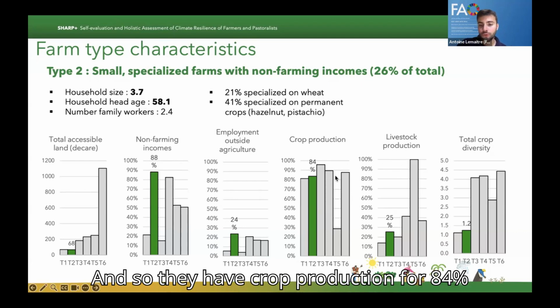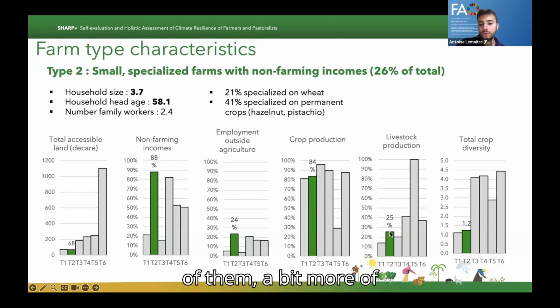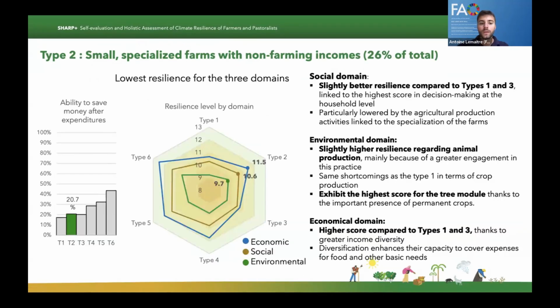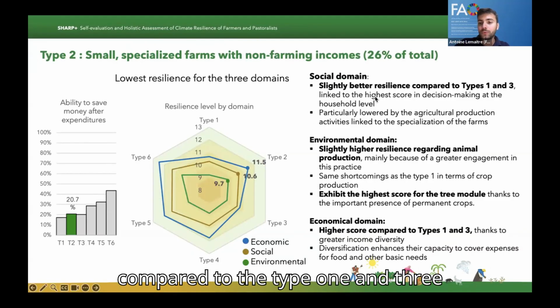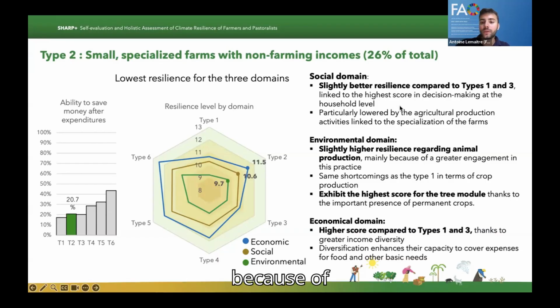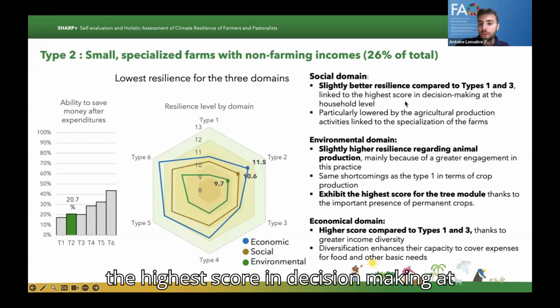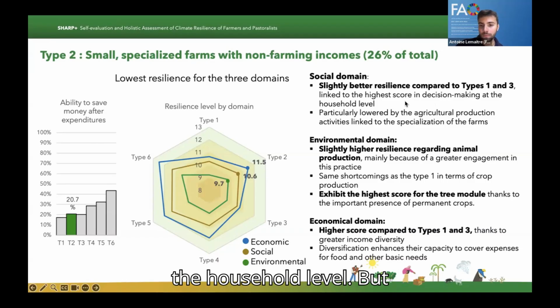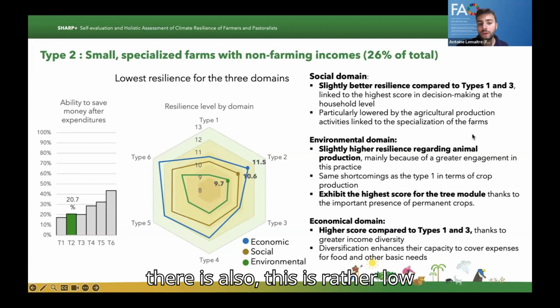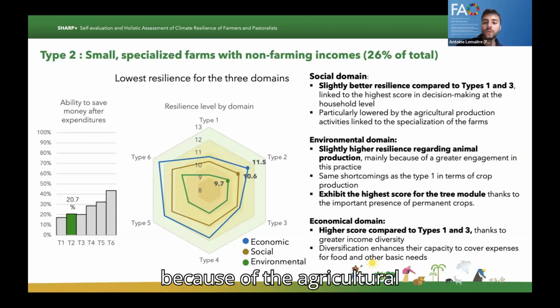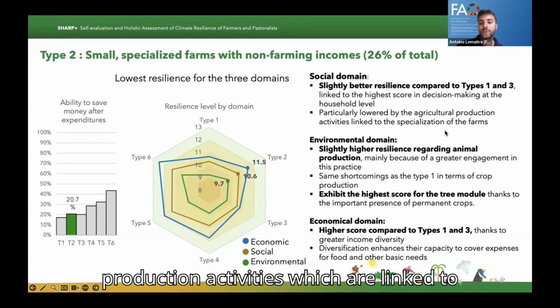And so they have crop production for 84% of them, a bit more livestock, 25%, and still a very low crop diversity, with again a specialization on wheat and permanent crops. So for the social domain, we have a slightly better resilience compared to the type 1 and 3 because of the highest score in decision making at the household level. But it is still rather low because of the agricultural production activities which are linked to the specialization of the farms.